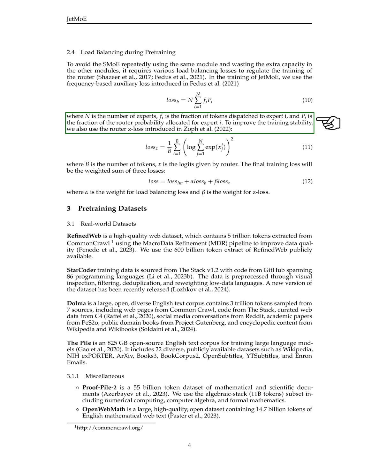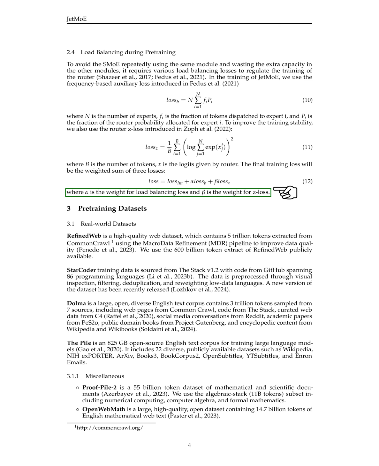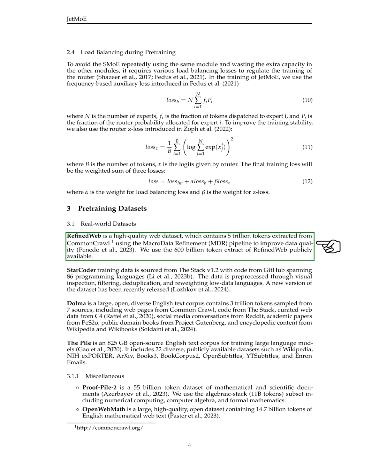In JetMoE training, we utilize frequency-based auxiliary loss and router Z-loss to enhance training stability. The final training loss is a weighted sum of 3 losses, where the weights for load balancing loss and Z-loss are denoted as alpha and beta respectively. We utilize the RefinedWeb dataset, which contains 5 trillion tokens refined from Common Crawl using the Macro Data Refinement (MDR) pipeline.